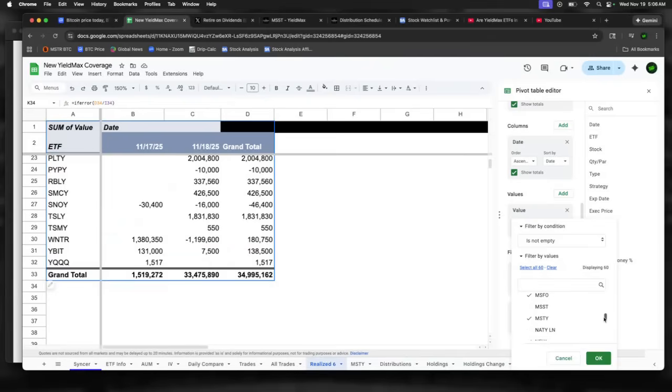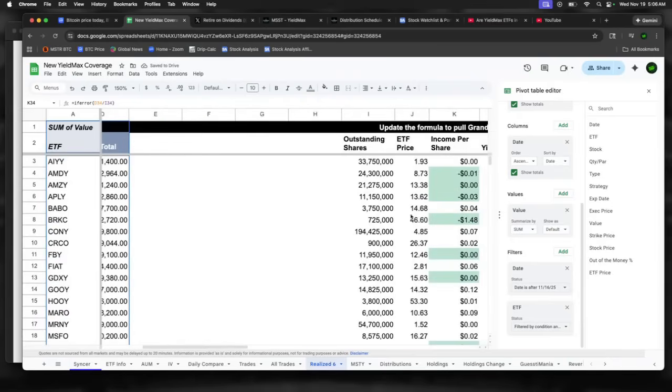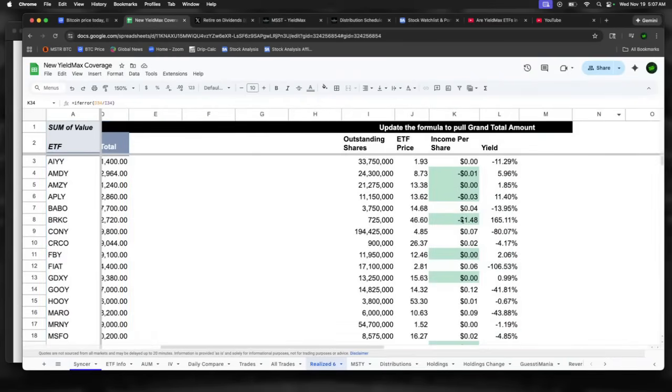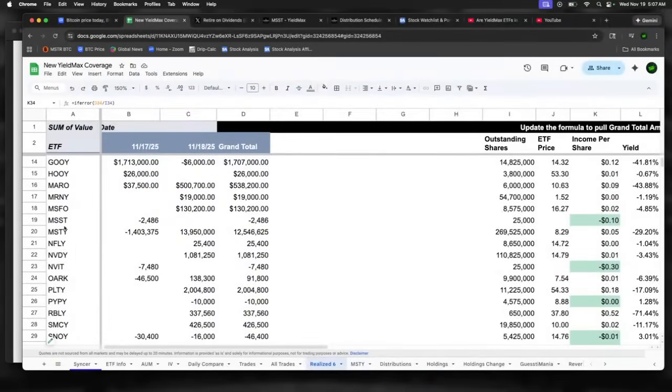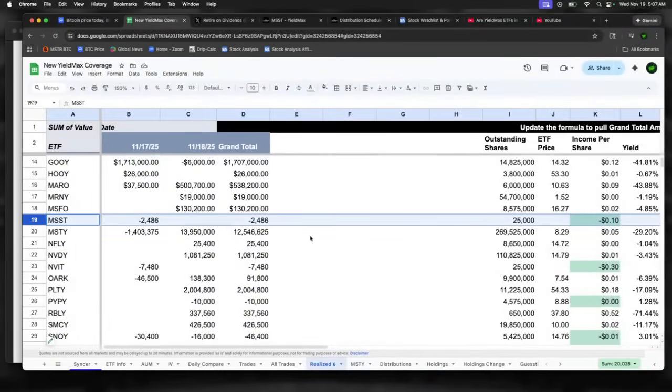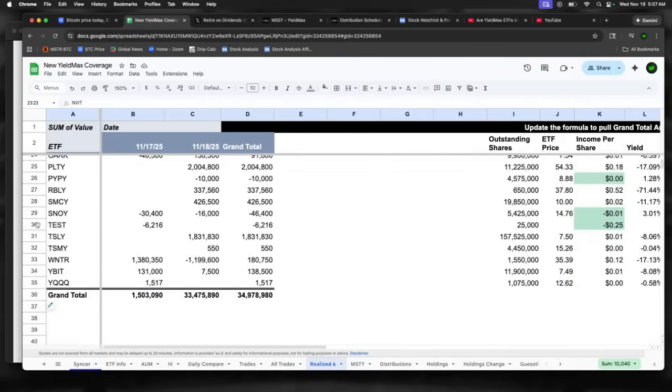Let's see, where's the M? So there's MSST, and then we've got NVIT, and then we've got test. There we go. We click that, and then they get added, and then we can see how much they made. Let's close this out. So MSST, just curious, so far they made about 10 cents per share. NVIT, they made 30 cents per share, and then test, they've made 25 cents per share.